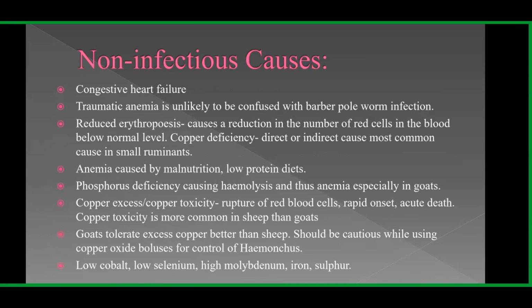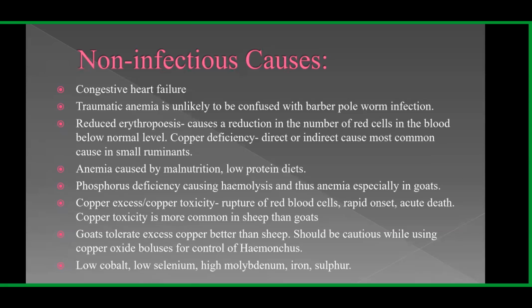Now, there are certain non-infectious causes also. Traumatic anemia: if there is any trauma to the animal, there is a lot of blood loss, and that will lead to anemia. Then there are certain conditions where there is reduced erythropoiesis. Either they are autoimmune, or they may be because of a deficiency of certain elements or certain enzymes, where these elements are being used as a substrate for enzyme formation, and thus there will be anemia. Again, malnutrition, low protein diet. This will also cause reduced oncotic pressure.